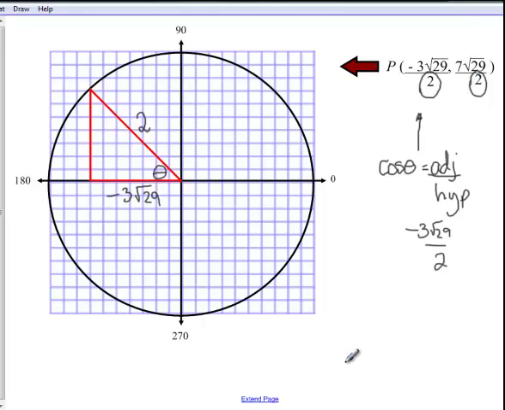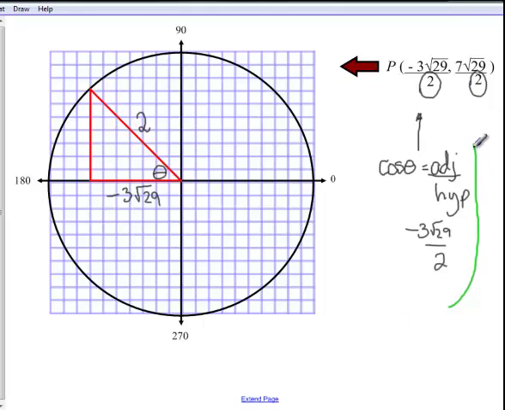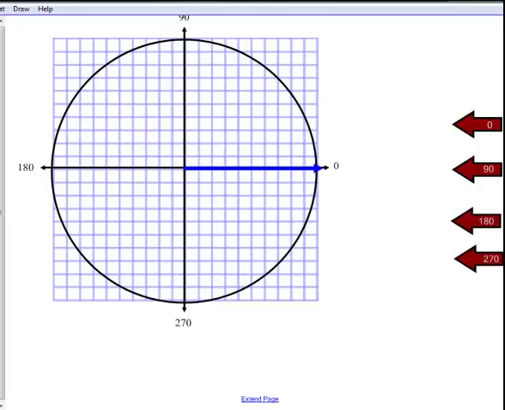And this second point represents the sine of that angle. So the sine of this angle was 7 radical 29 over 2. So that meant the opposite side was 7 radical 29 and the hypotenuse was 2. All right, so let's look at something a little different now. We're getting the idea that this is an angle, that it opens up and makes some kind of angle. So we're getting that idea.